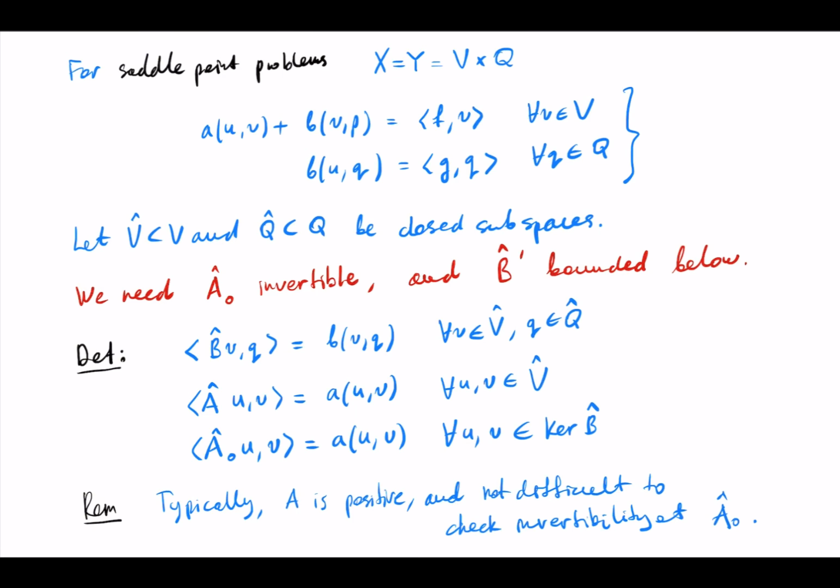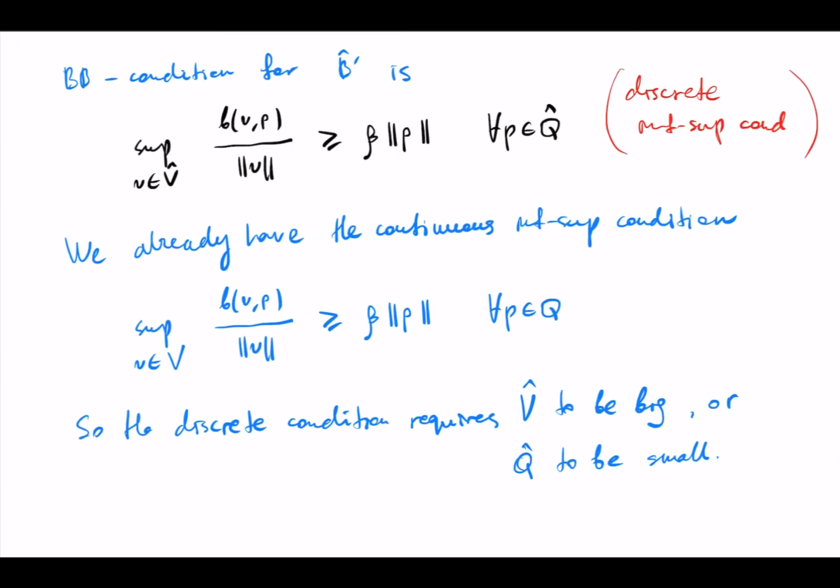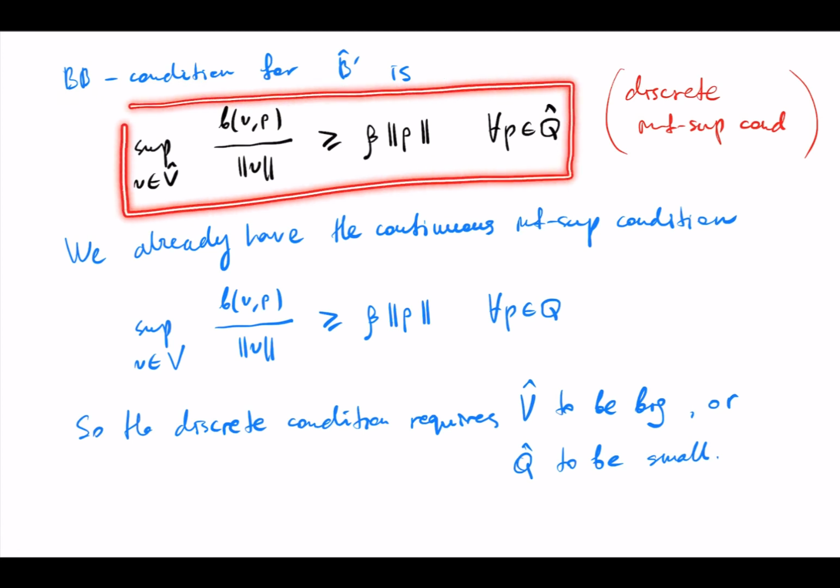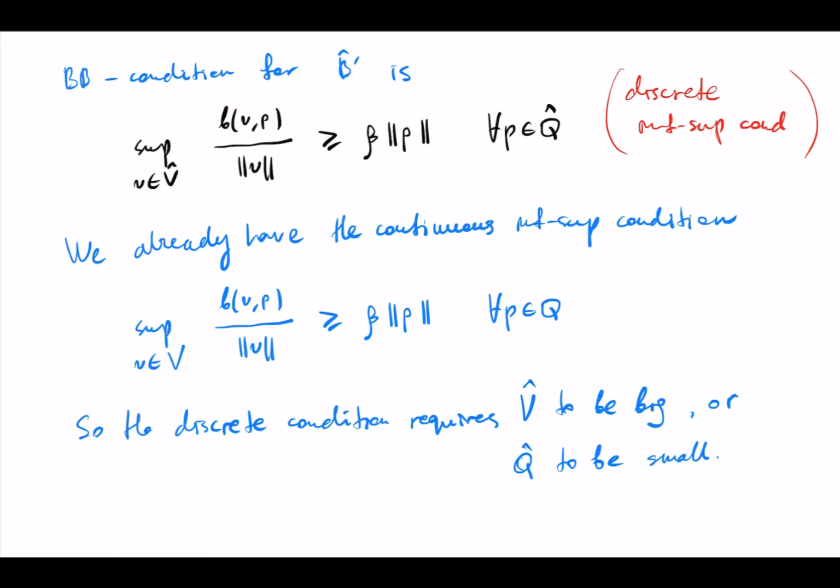The important condition to check is actually this condition. That condition we can now write as an inf-sup condition for the bilinear form B. This condition says that for any given P from Q hat, there exists some V in V hat such that this inequality holds, where beta should not depend on P. You can call this the discrete inf-sup condition.